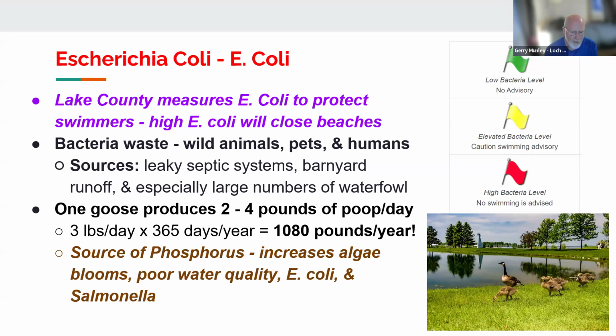So it's a high source of phosphorus, increased algae, algae blooms, poor water quality, and E. coli, which is an unfortunate bacteria to have, and salmonella. Next.